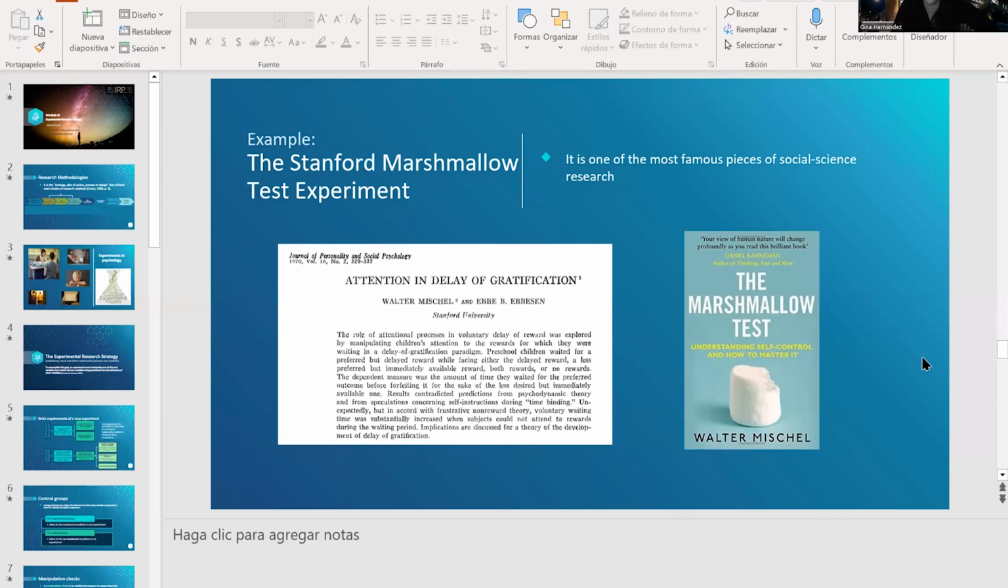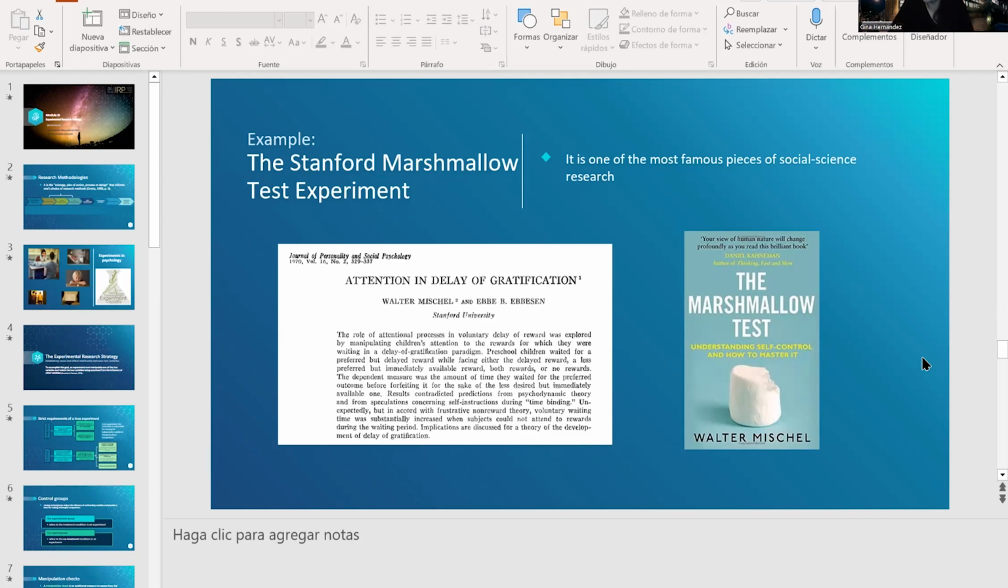But the reason why this experiment got so famous was because many years after Michel completed this experiment, one of his postdoc students tried to replicate. He did a follow-up of the participants from that experiment. And they test the children once again. Obviously, they were grown-ups by then. And then they found something really, really interesting.